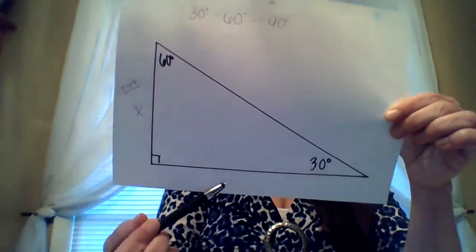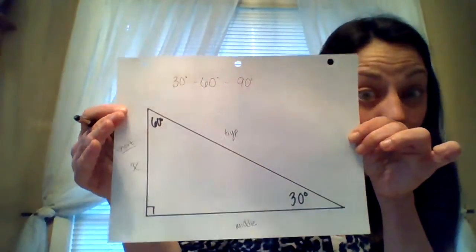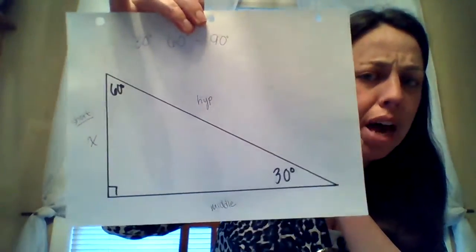Okay, across from my 60, would you put middle? And then across from your 90, you're going to write HYP for hypotenuse. By the way, we could also say it is the longest side. Remember how I said that about the hypotenuse?